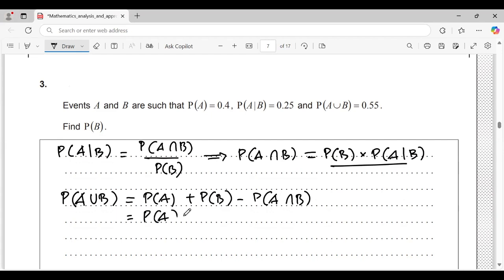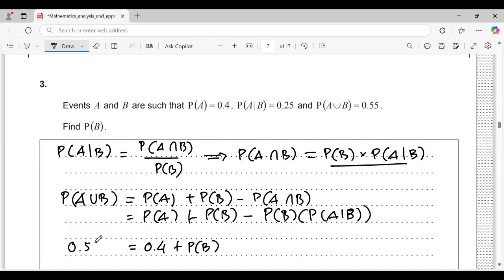So it becomes the probability of A plus the probability of B minus the probability of B times the conditional probability of A given B. And then, after that, substitute: the probability of A is 0.4, and we're going to find the probability of B. A union B is 0.55, minus the probability of B times the probability of A given B, 0.25.